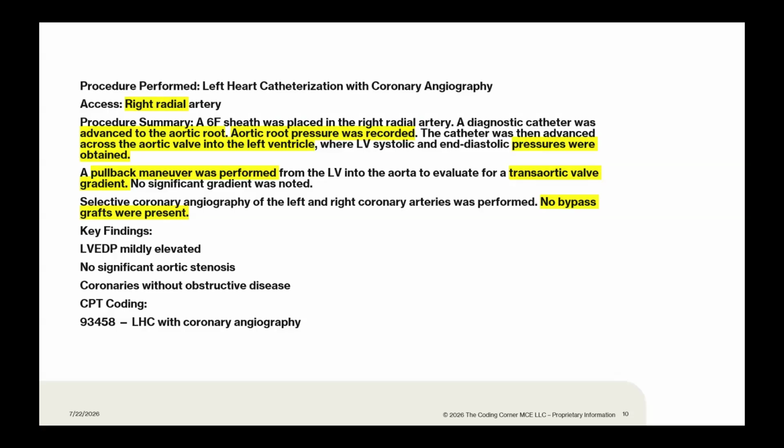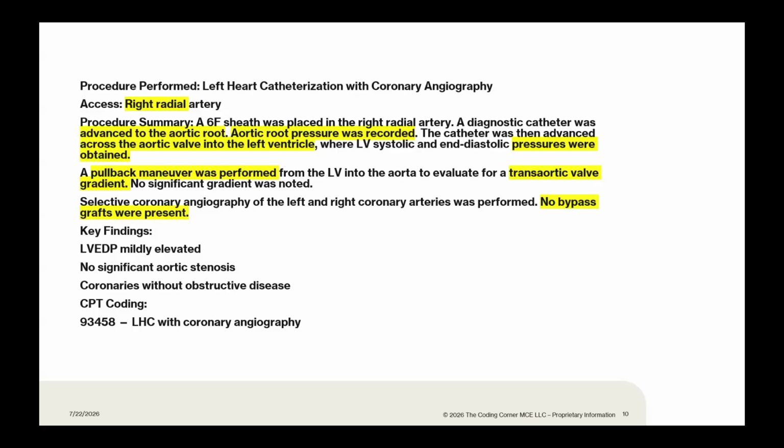In this example, we're looking at a typical left heart catheterization performed through the right radial artery. A 6 French sheath is placed, and the diagnostic catheter is advanced up the aortic root. And at this point, we record the aortic root pressure. This gives us our baseline before crossing the valve.